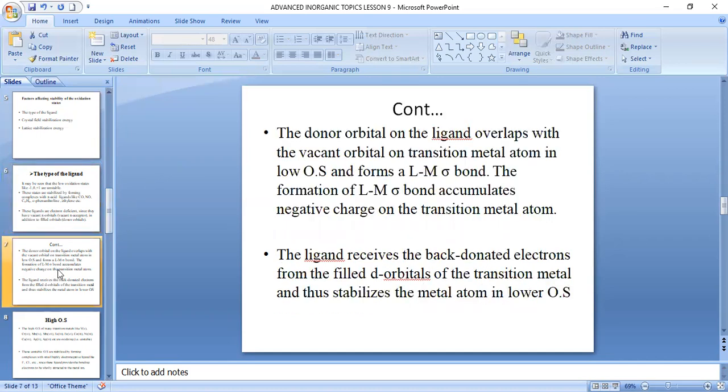The donor orbital on the ligand overlaps with the vacant orbital on the transition metal atom in the low oxidation state, and it forms a ligand-metal sigma bond. The formation of the sigma bond accumulates a negative charge onto the transition metal atom, and the ligand receives back-donated electrons from the filled d orbitals of the transition metal, resulting in the stabilization of the lower oxidation state of the metal atom.